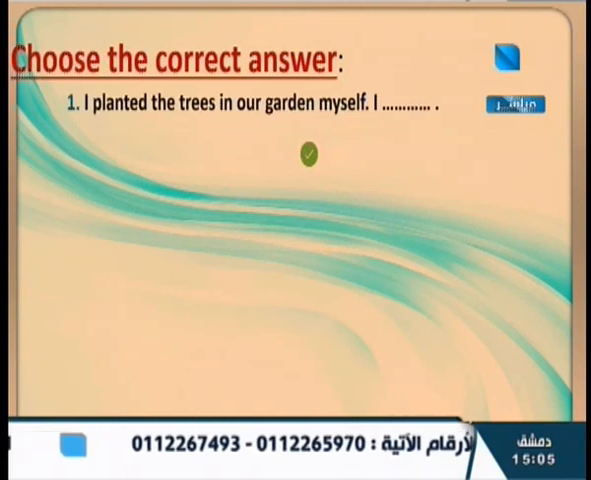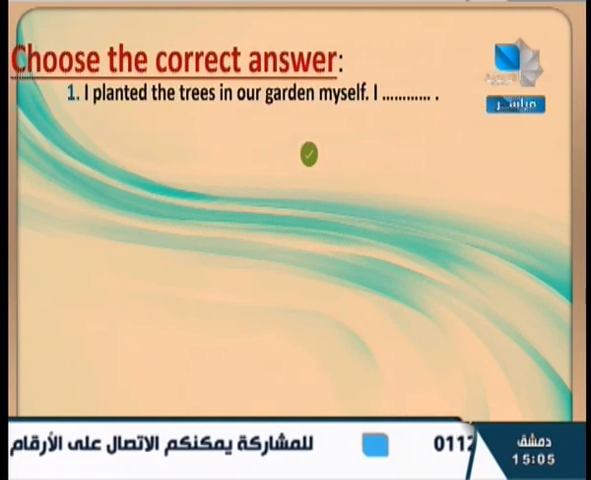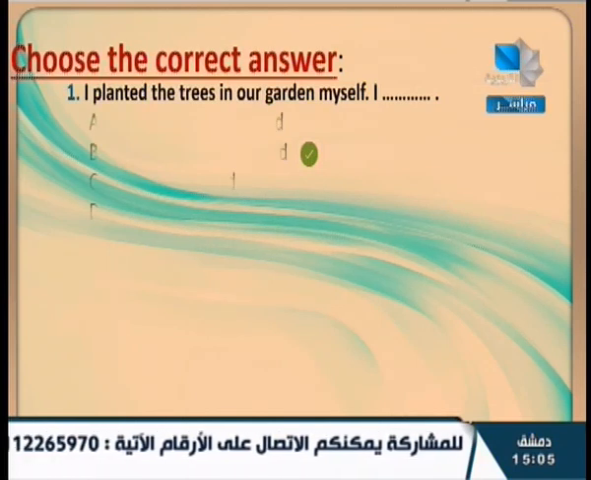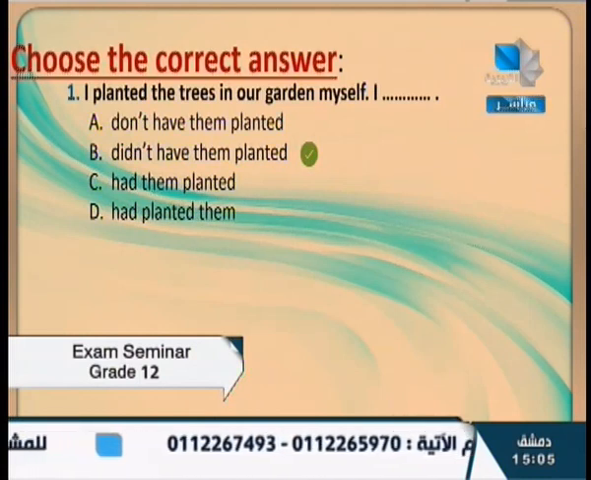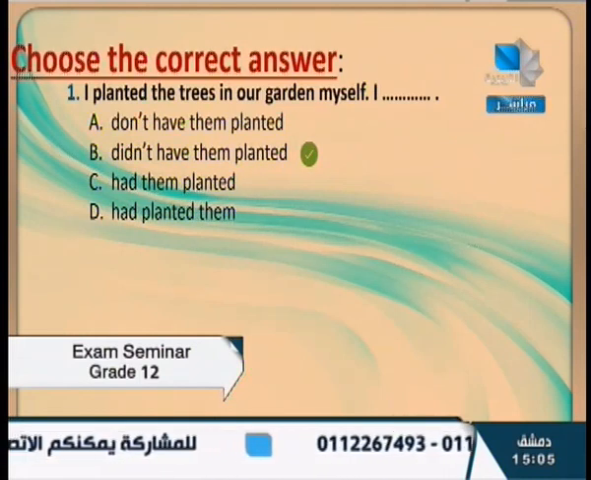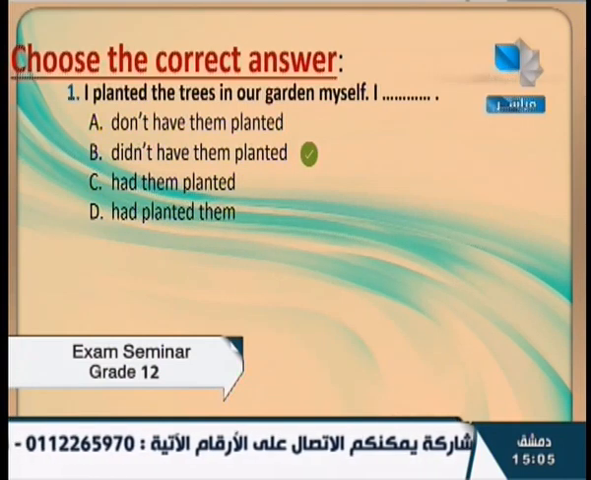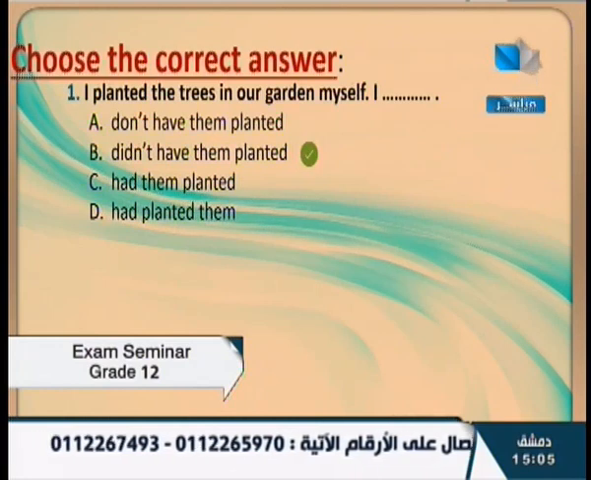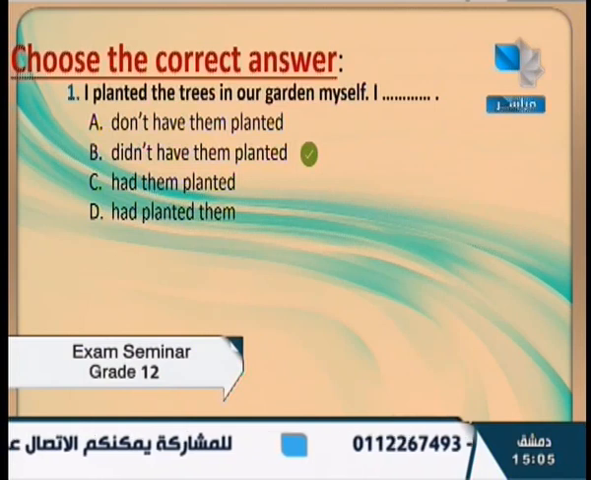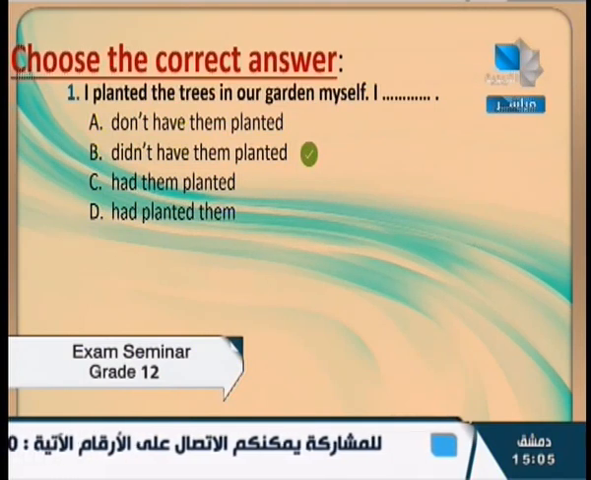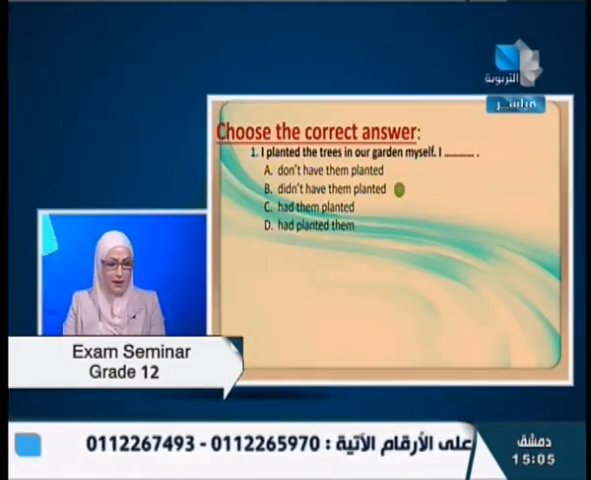Choose the correct answer. Number 1, I planted the trees in our garden myself. So we have to choose now: I don't have them planted, I didn't have them planted, I had them planted, I had planted them. For sure, because I planted the trees in our garden myself, the correct answer is I didn't have them planted. It means that I didn't cause someone to do the action. No one planted them for me. Yes, I didn't have them planted.